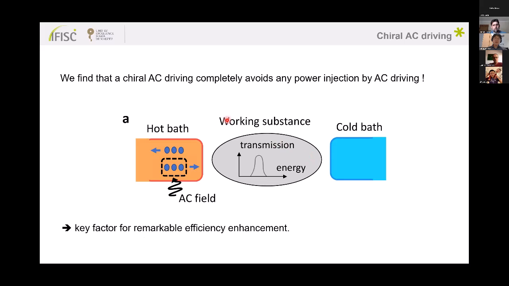But we found out that if we realize AC driving in a certain way, in a chiral way, then this power injection completely vanishes. What I mean is that we apply the AC field to the electrons propagating in a certain direction towards the working substance, not to the electrons propagating in the opposite direction. And this was a key factor for finding remarkable efficiency enhancement.